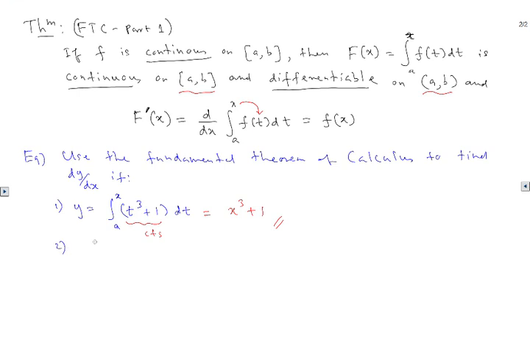Okay, so let's do another example. How about y equals the integral from x to 5 of 3t sin t dt. Any idea?